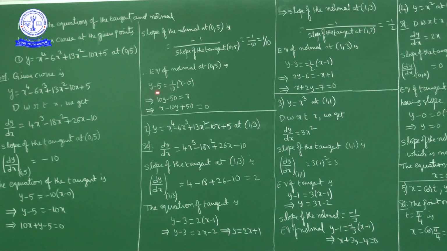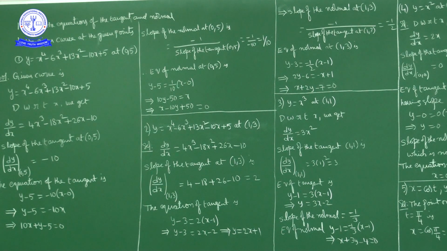Okay, x minus 0 is x. So x by 10 is equal to y minus 5. Write 10 this side. So 10y minus 50 is equal to x. Write these two terms this side. So what we get? x minus 10y plus 50 is equal to 0. Okay, this is the equation of normal. Now here we have to find the equation of tangent and normal at the given point.